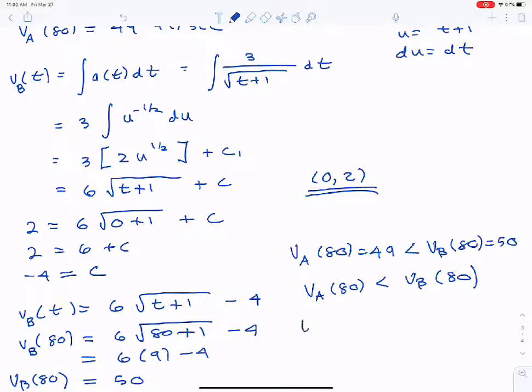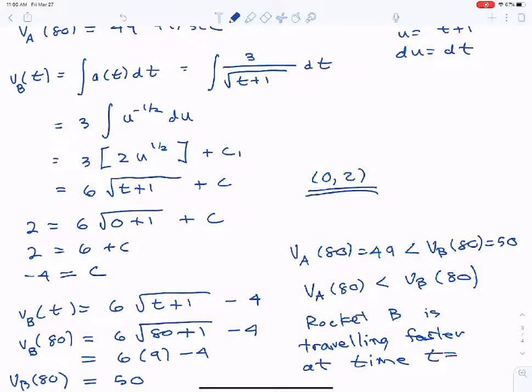So my conclusion is rocket B is traveling faster at time t equals 80. Okay? See if you have any questions on that.